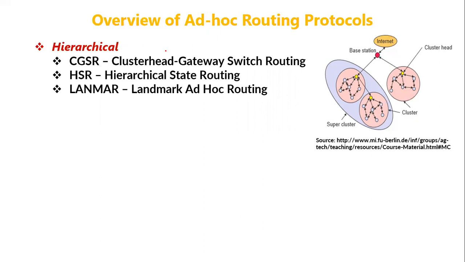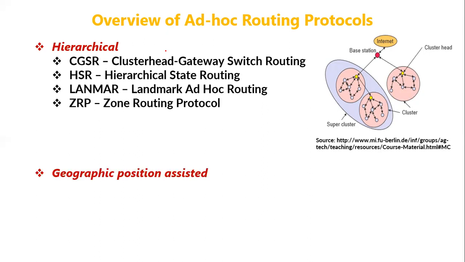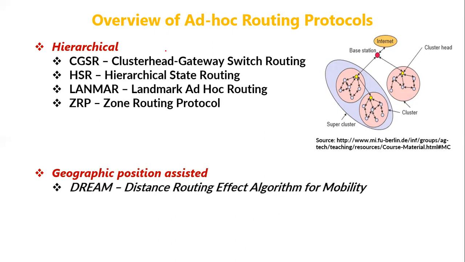CGSR stands for Clusterhead Gateway Switch Routing Algorithm. HSR stands for Hierarchical State Routing Algorithm, LANMAR stands for Landmark Ad Hoc Routing Algorithm, and ZRP stands for Zone Routing Protocol. Here, a set of nodes will form a cluster, and there will be a cluster head, and a group of clusters may form a supercluster. There may also be a base station which controls multiple clusters. So that type of hierarchy exists in this type of routing algorithm.